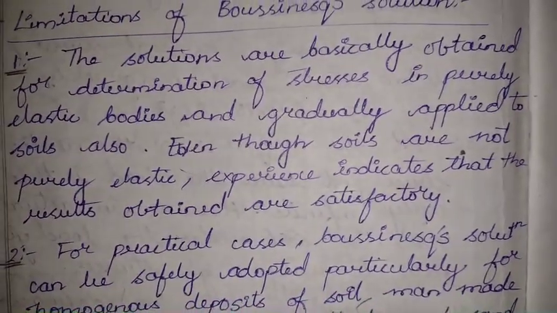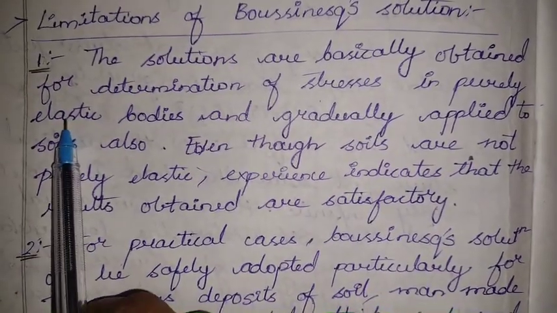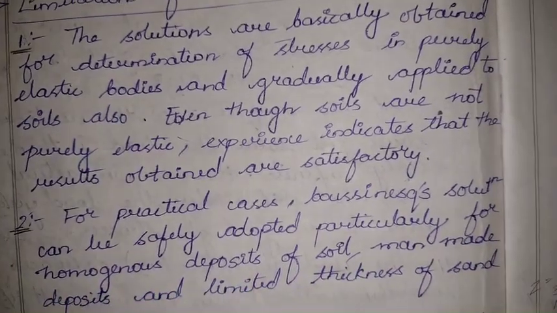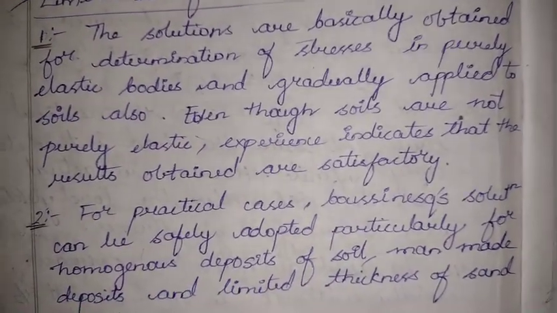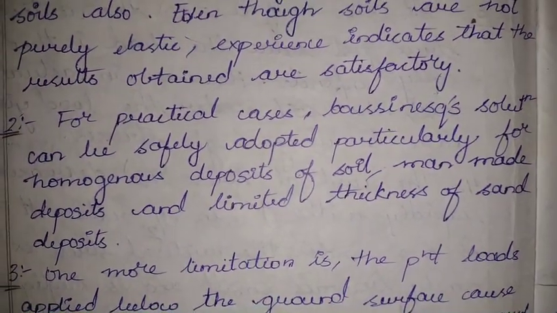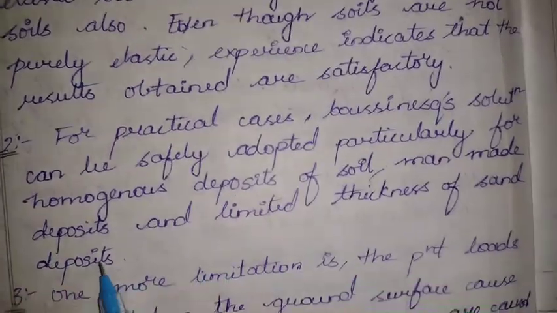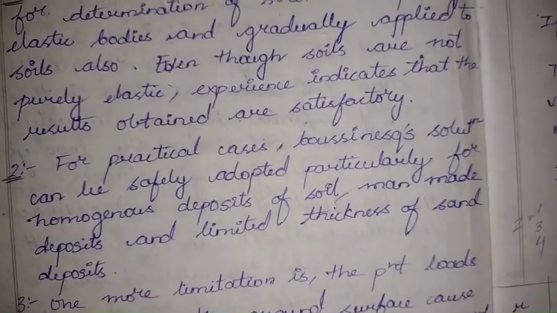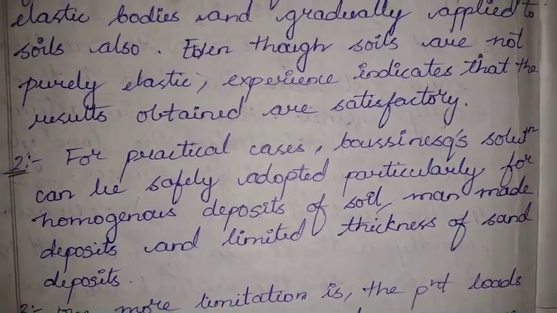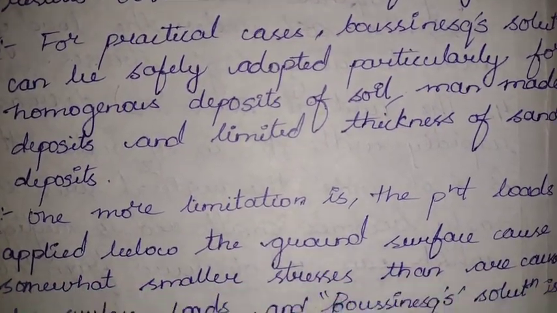The basic assumption we took was that the material is homogeneous, isotropic, and also elastic. But in practical conditions we don't see elastic soils, right? Still, I can say the values obtained are satisfactory. And for practical cases, Boussinesq's solution can be safely adopted, particularly for homogeneous deposits of soil, man-made deposits, and limited thickness of sand deposits. Whatever the naturally made deposits are, they might be heterogeneous, that is, the material will not be the same throughout the medium. That is only applicable to the homogeneous medium.